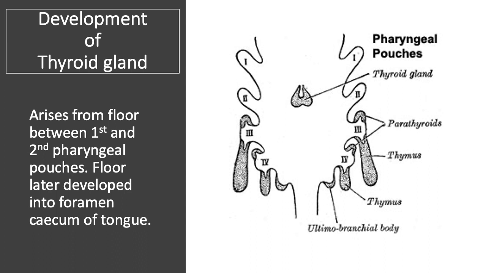So what is the clinical implication of this? The clinical implication is that the superior parathyroid glands are in a constant position because they are not mobilized. But because of the descent of the inferior parathyroid glands, their position is variable and they are sometimes situated in the neck.